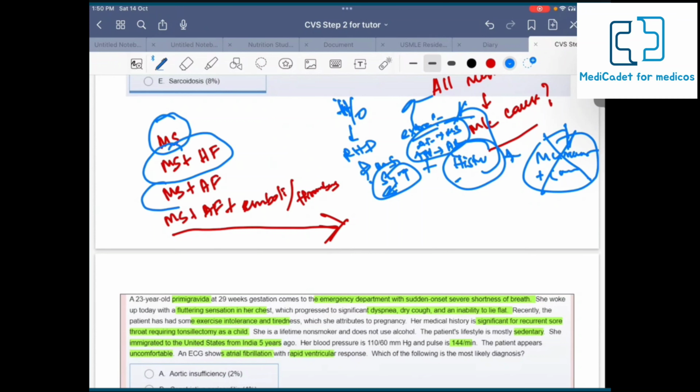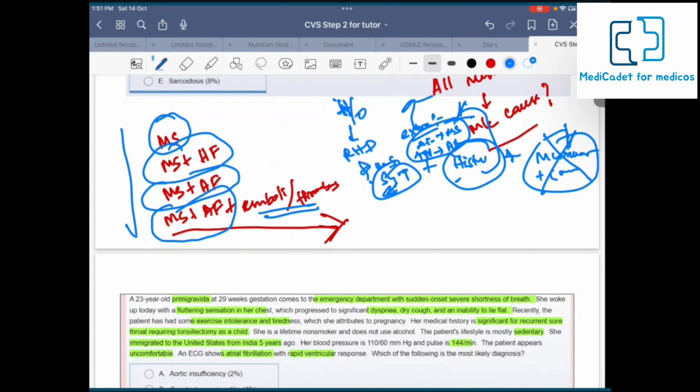Or it could be an MS patient with atrial fibrillation. They will mention the MS murmur and history, and they will also say irregular rhythm, pounding heart pulse, and they will also mention something about emboli formation, stroke, or some other embolic manifestations. All those things can be there. Or it could be an MS patient with AF with an emboli or thrombus.